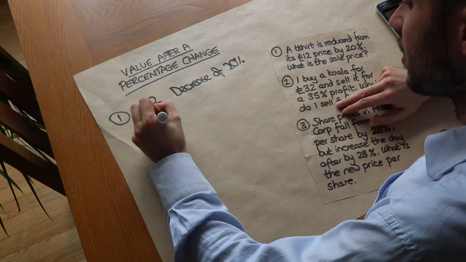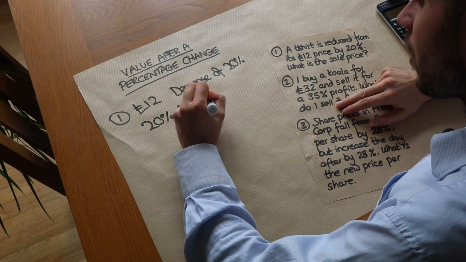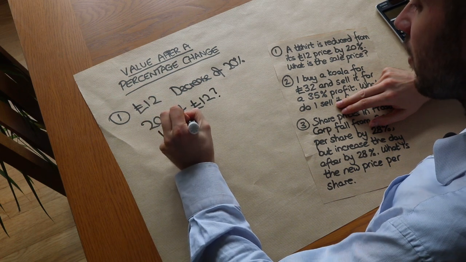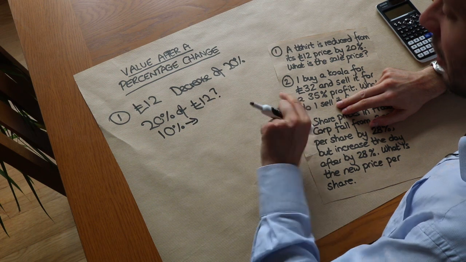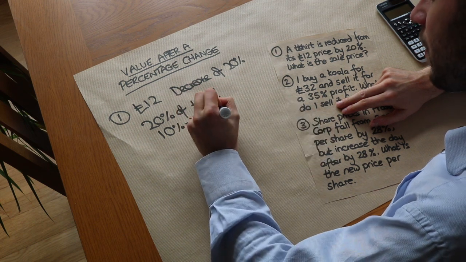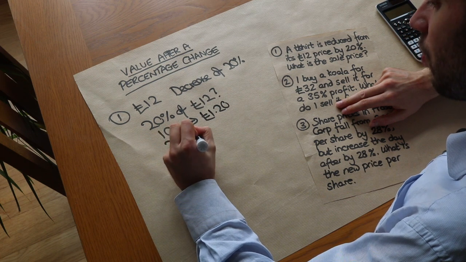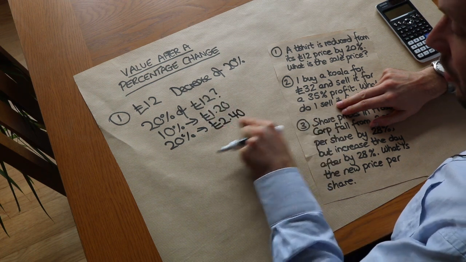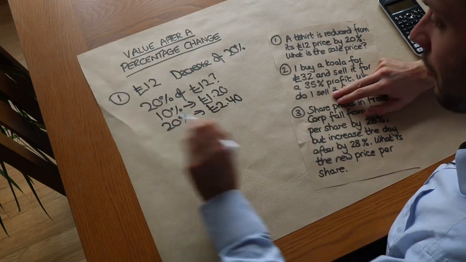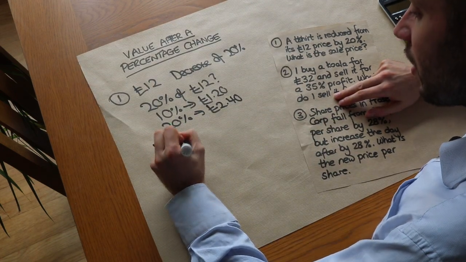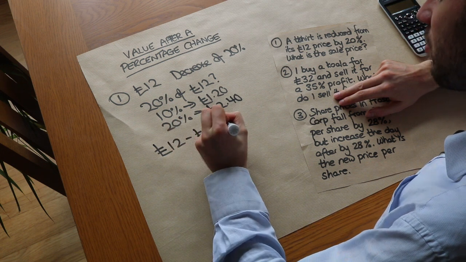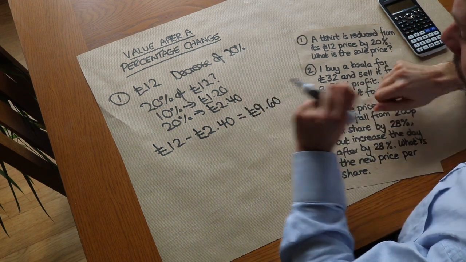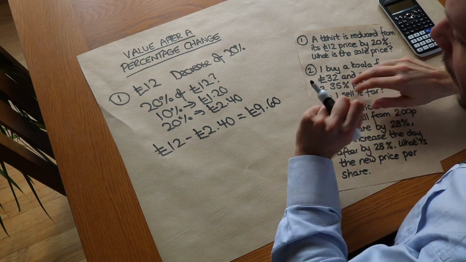So if we do 20% of £12, do you remember one way you could do it was just to find 10% of £12, and we know 10% of something is a tenth of it, so a tenth of £12 is £1.20, and so therefore 20% would be double that, which is £2.40. So the price is decreasing by £2.40, so we just need to do £12 minus £2.40, and we just subtract those numbers to get £9.60.